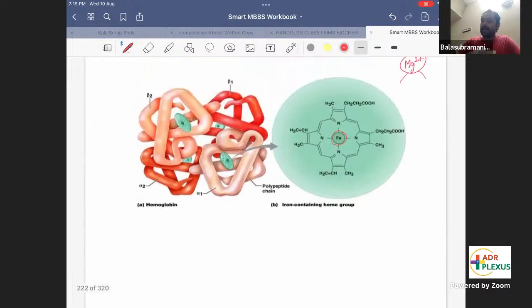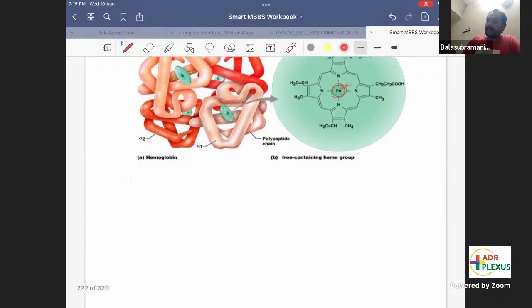You need to look at this structure. The iron moiety is at the center. And what is the iron moiety charge? They have not mentioned the charge, but the charge is Fe2+. So the iron moiety is exactly at the center, and the iron moiety is attached to 4 rings. These are called the 4 pyrrole rings. So I'm going to write this like this.